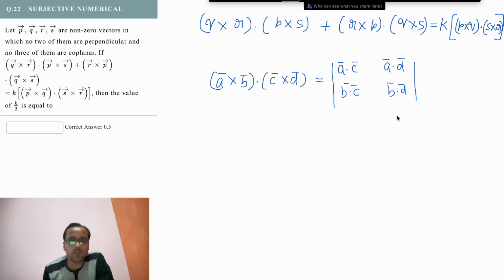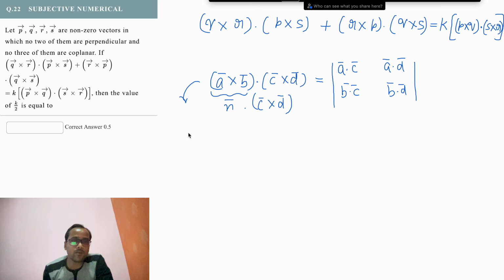How is this formula coming? Let me prove it. See, (A cross B) dot (C cross D). A cross B is a vector, and C cross D is also a vector. So we can consider it like, let's say this vector is n vector. So this is something like n dot (C cross D). So it's a scalar triple product, A dot (B cross C).